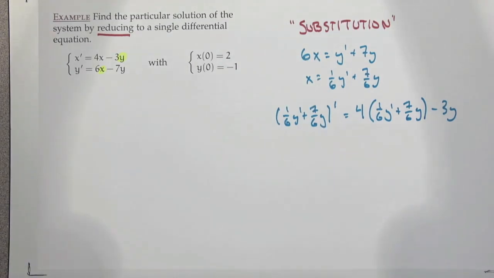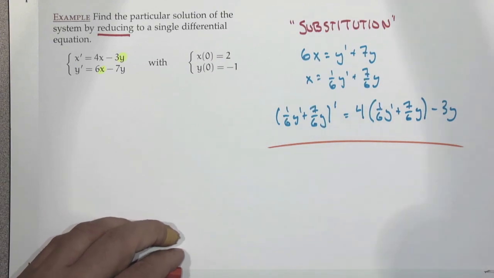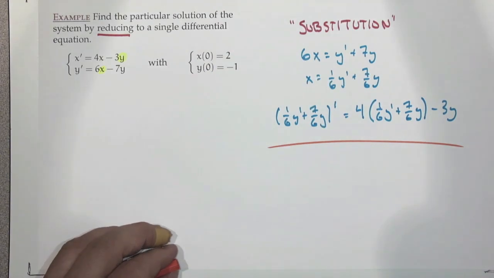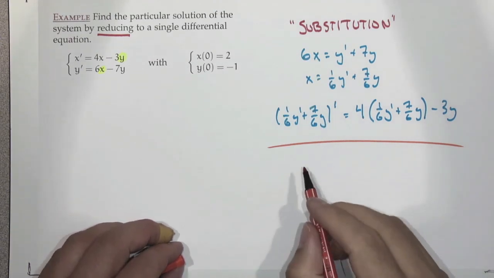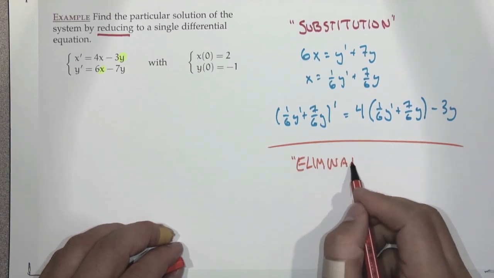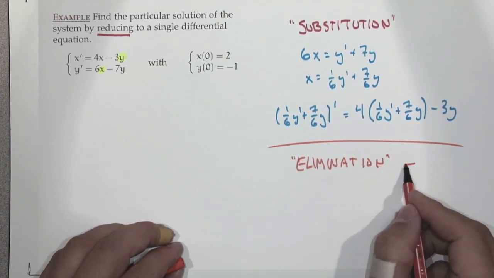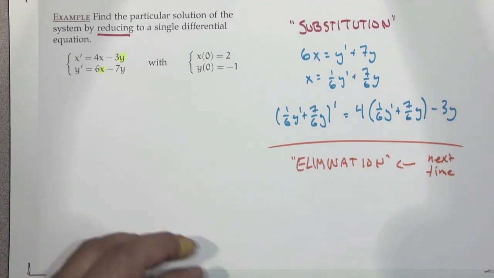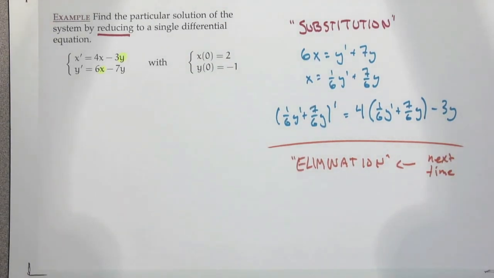One quick comment. This is like two equations, two unknowns. Substitution is a way to solve two equations, two unknowns. Is there another way to solve two equations, two unknowns? Elimination. So, preview, next time this is what we're going to talk about: how can we do this via an elimination type idea? But that's it for today.